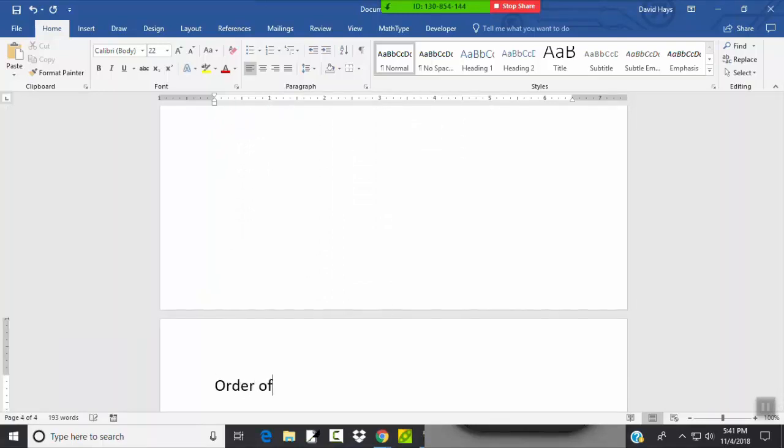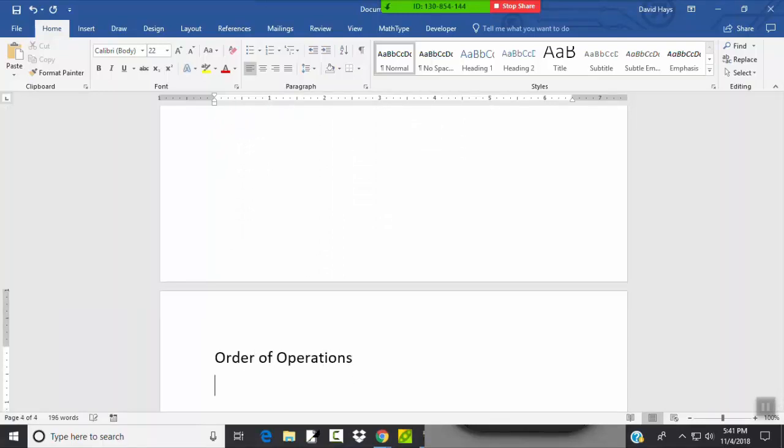Now, order of operations is when you run across a math problem, what do you do first? You know, if you were to go start your car and drive, what would you do? Well, first thing is you put your key in. Then you turn the motor on, turn the key over. Then you put your foot on the brake.